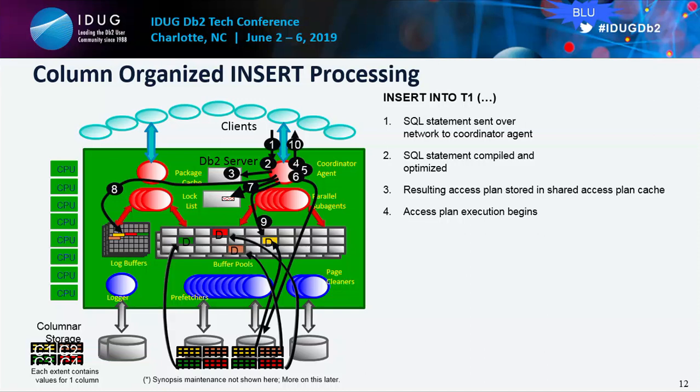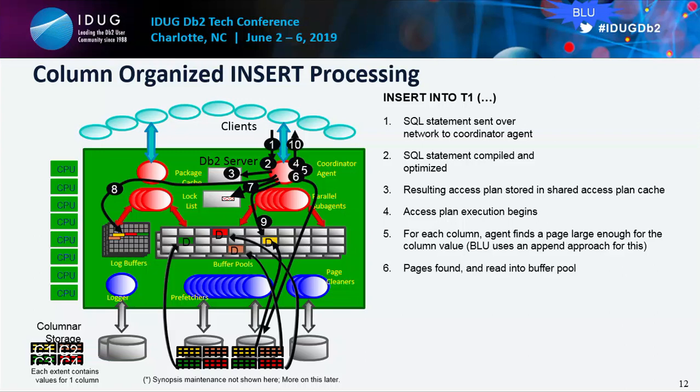Now contrast this to the column organized insert, and let's assume we're doing a single row insert. Same first 4 steps, but now you have to assume it's a 4-column table. You have to bring in 4 pages to write the data to, not just one, because you've got to split it: column 1, column 2, column 3, and column 4. And BLU is append only, so if you do an insert, it will always go at the end of the table, but it's really a range of the table because we have multiple insert ranges.